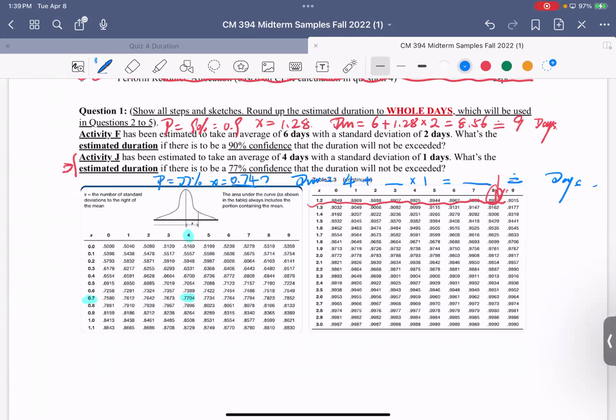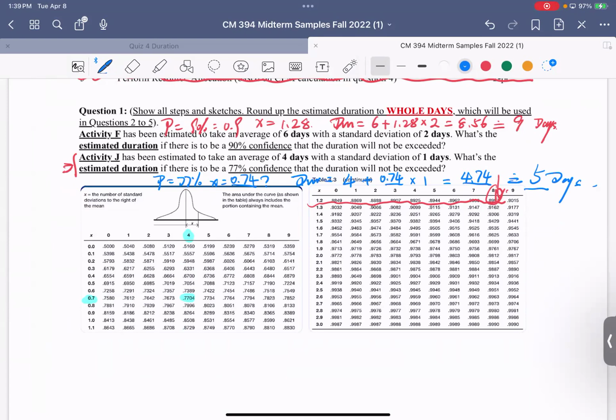Mm-hmm. And what's the number here? Mm-hmm. I'll get it right.